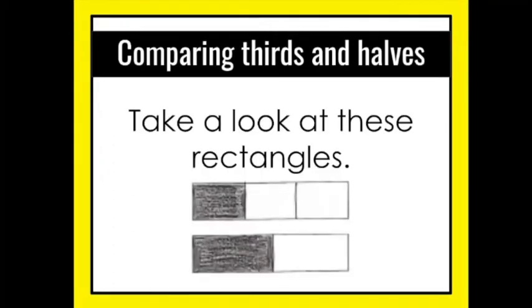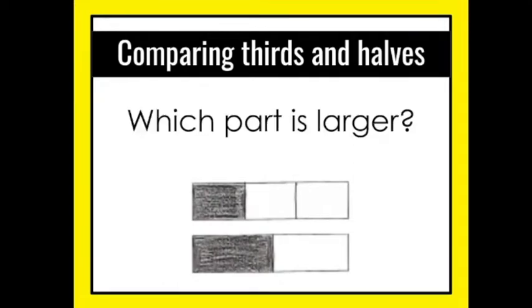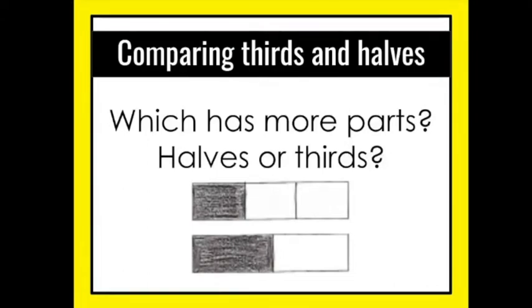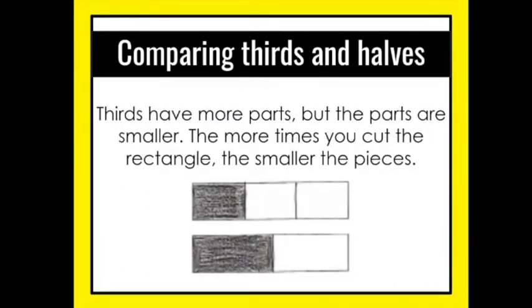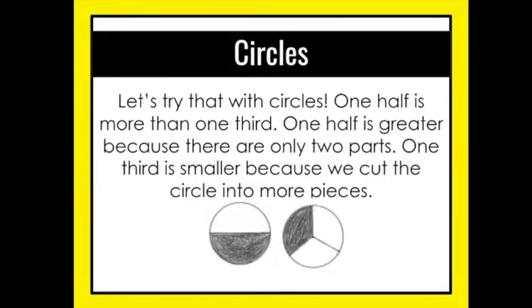Take a look at these rectangles. Which part is larger? Which has more parts, halves or thirds? Thirds has more parts, but the parts are smaller. The more times you cut the rectangle, the smaller the pieces. So that means our rectangle that is divided or partitioned into 2 equal parts, that shaded piece is larger than our thirds piece is. Let's try it with circles.